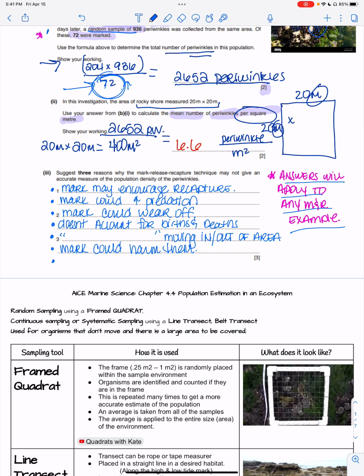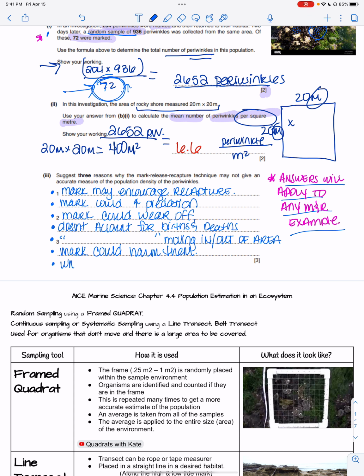Okay, so that's when we're returning them back to their habitat. Sometimes we just dump them back and we don't actually spread them out as they were found originally. So when replaced, or you could say returned to their habitat, they may not be evenly distributed.